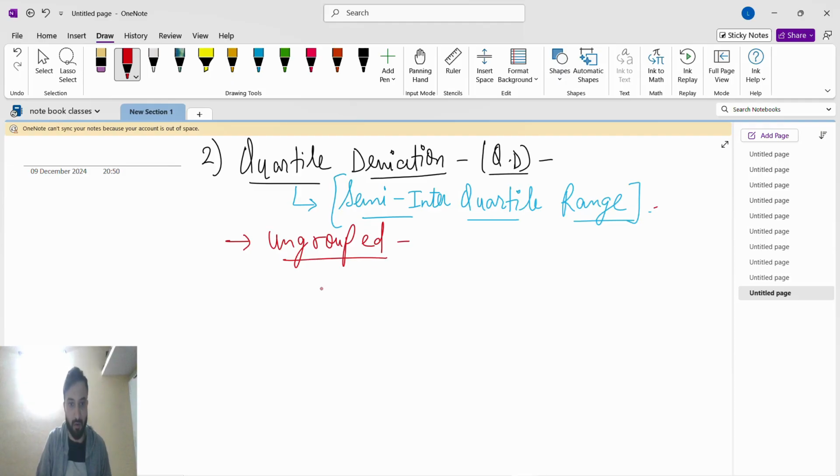Ungrouped means we only have observations. First I will write down the formula. The quartile deviation formula is Q3 minus Q1 divided by 2. Q indicates the quartile, so Q1 means first quartile and Q3 means third quartile. That's it.